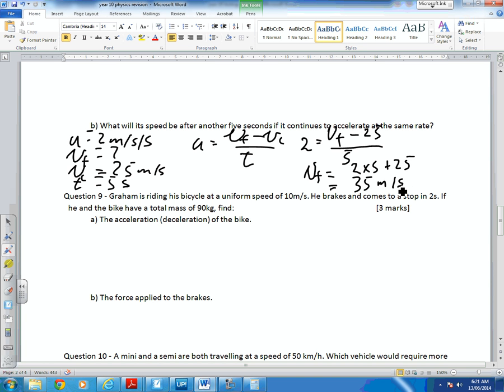The other way to do it would be each second increases by 2 metres per second. So at time equals 0, it's going to be 25. Time 1 is going to be 27. Time 2 is going to be 29. Time 3 is 31. Time 4 is 33. And time 5 is going to be 35. So you can see you can do it by just increasing.